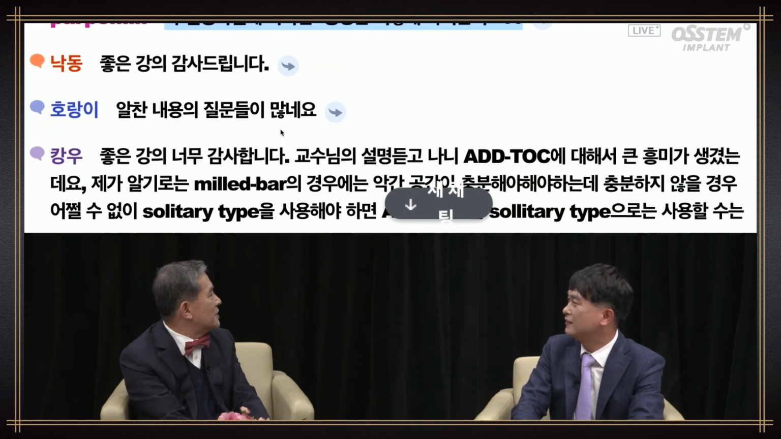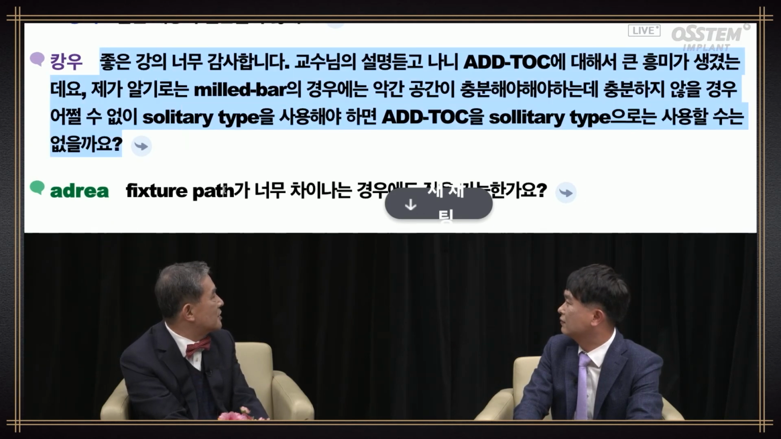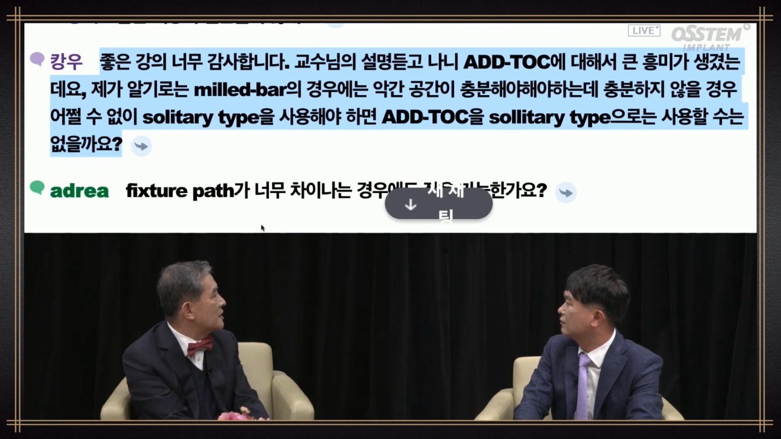I am keenly interested in AdTalk, listening to your explanation. As I understand it, in the case of a milled bar, the inter-arch space should be sufficient. If not, a solitary type needs to be used. Can we use AdTalk as a solitary type? No, never.